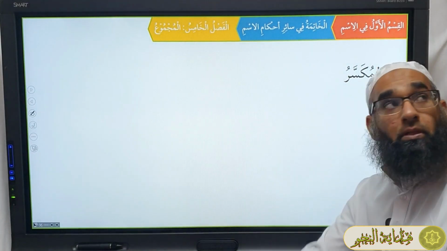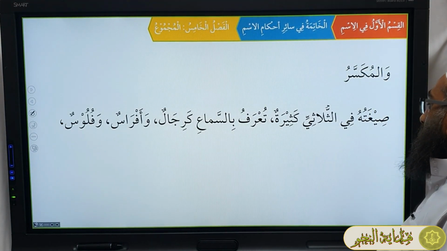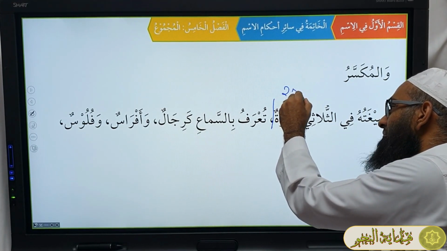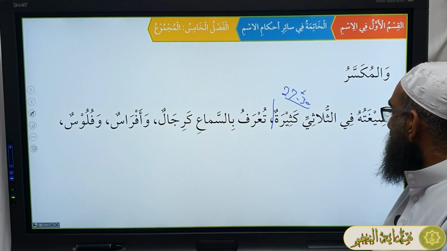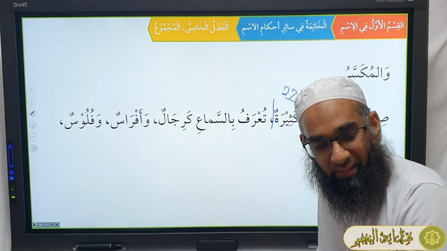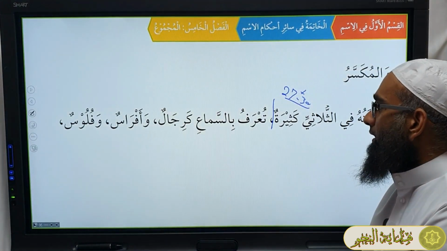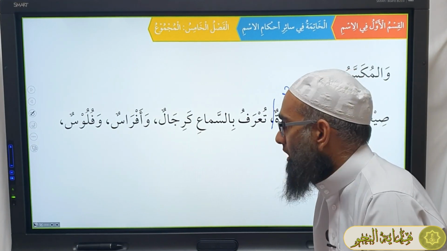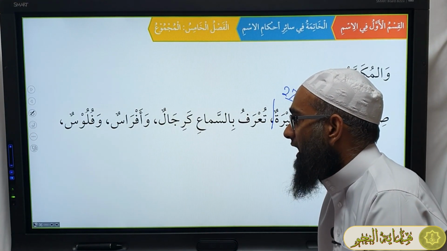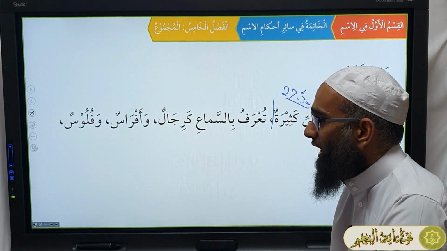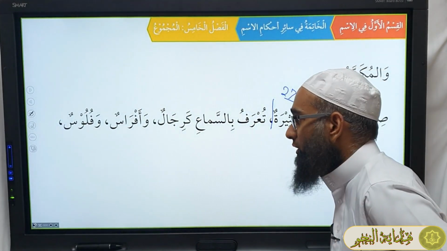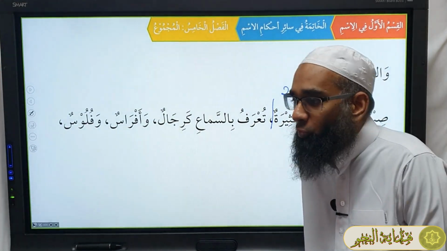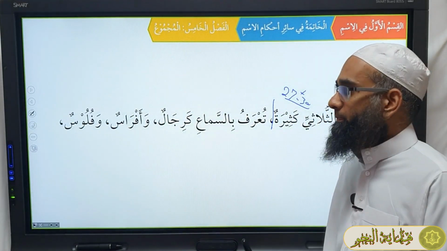The mukassar. What's the rule of mukassar? صيغته في الثلاثي كثيرة. How many? He said about 27. About 27 plus. Okay, so the jam' al-mukassar, their patterns are many. تعرف بالسماع. How do we know them? By sama. We heard Arabic usage, we just learned them. Rijal, afras, fulus. So fi'al, af'al, fu'ul. He has given 3 examples here. Rijal, plural of rajul, man. Afras, plural of faras, horse. Fulus, plural of fulsun, money, or a kind of coin. Was there a question there?